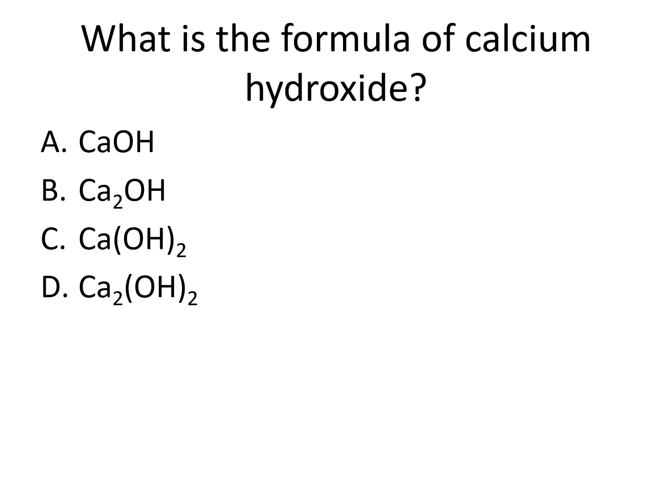What is the formula of calcium hydroxide? Is it A, CaOH, B, Ca2OH, C, Ca(OH)2, or D, Ca2(OH)2?